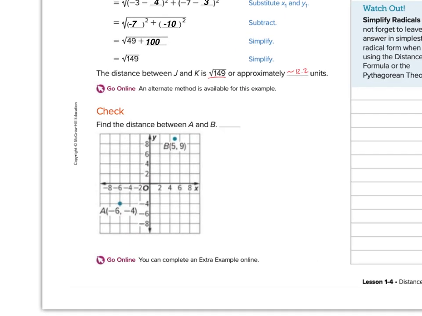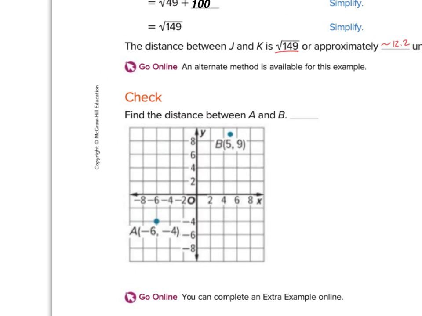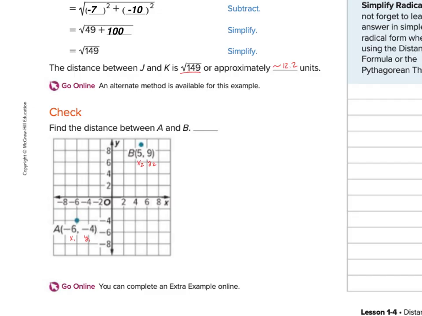So let's see here. Finding the distance between A and B. Here we go. A is x1, y1. B is x2, y2. So using your distance formula, it's right above you on the page. But remember, your distance formula is going to be equal to the square root of x2 minus x1 squared plus y2 minus y1 squared.